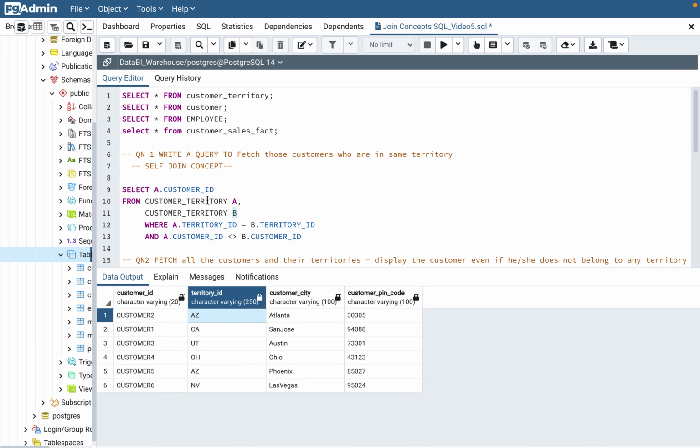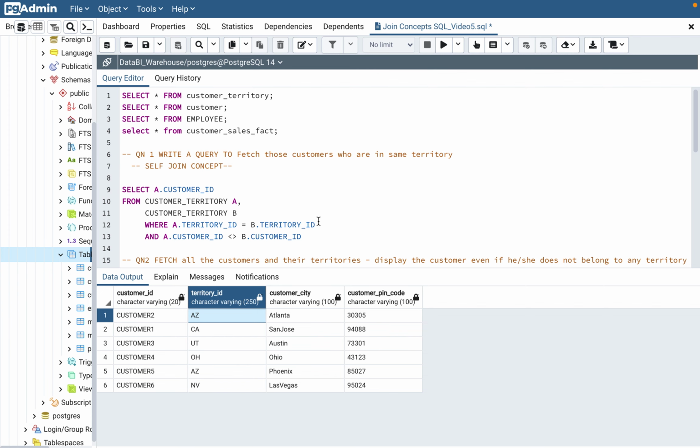So that's how you are basically going to do a self join. When you are using the same table two times and you're joining it based on a column, it's called self join. This is a little tricky, because what you will probably do is take customer A and customer B, say territory ID, just match it, and it's going to give you a result.